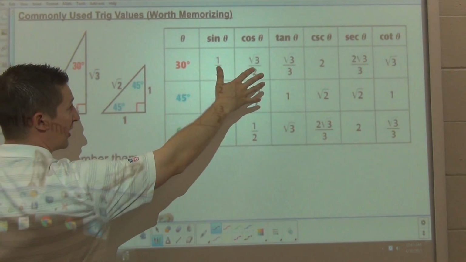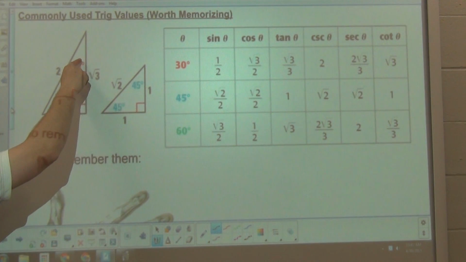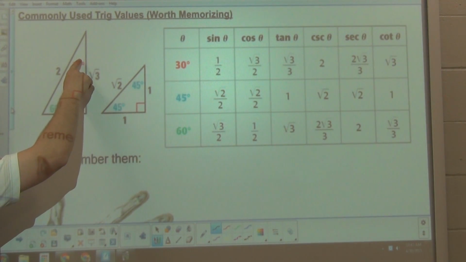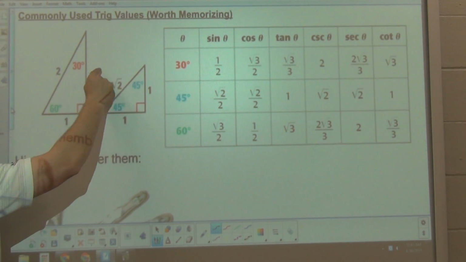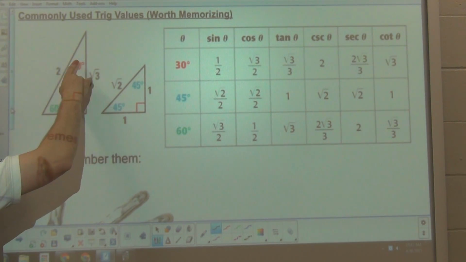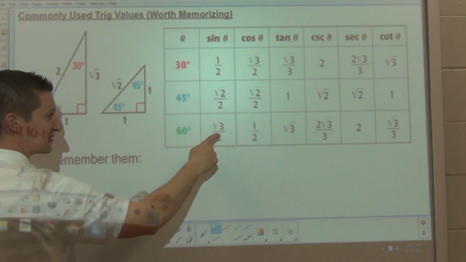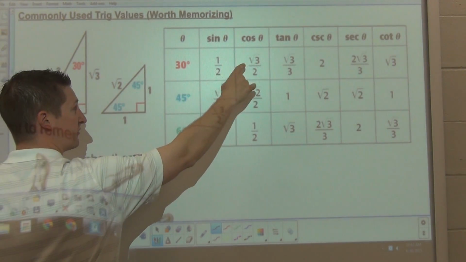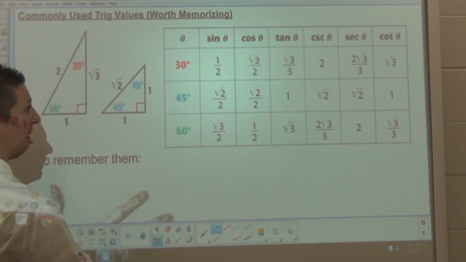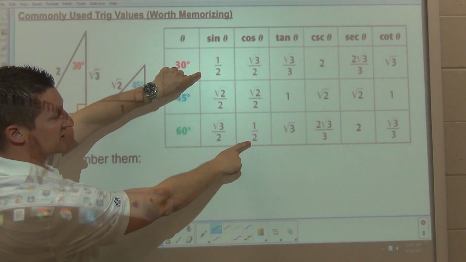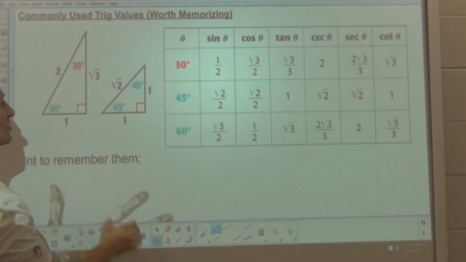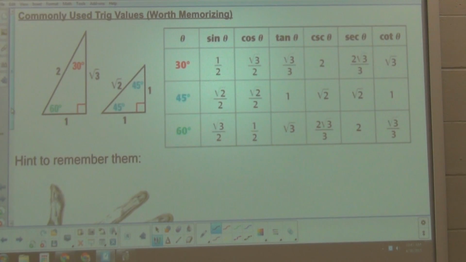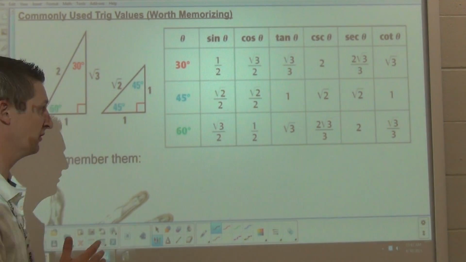Now when I do the other way, with a cosine of 30 degrees, well, the cosine of 30 degrees is the adjacent side, square root of 3, over the hypotenuse, which is 2. Now notice that's the exact same thing as the sine of 60. So the sine of 60 and the cosine of 30 happen to be the same thing, and the sine of 30 and the cosine of 60 are also the same thing. Again, because I'm talking about the same sides, just looking at them from a different angle.